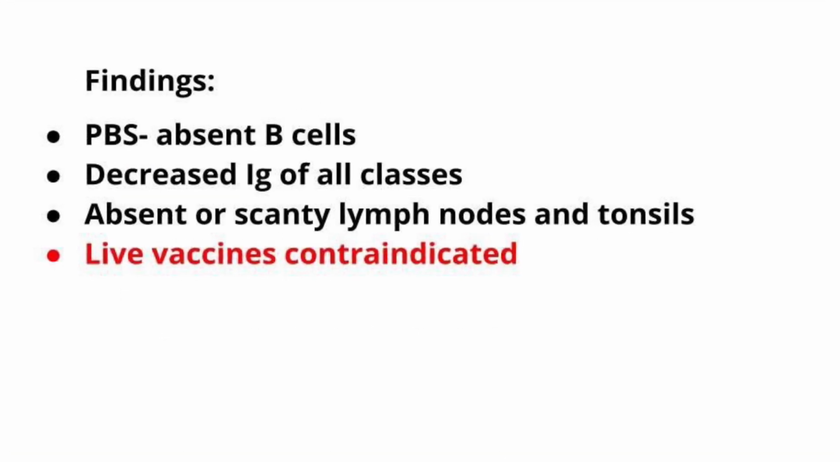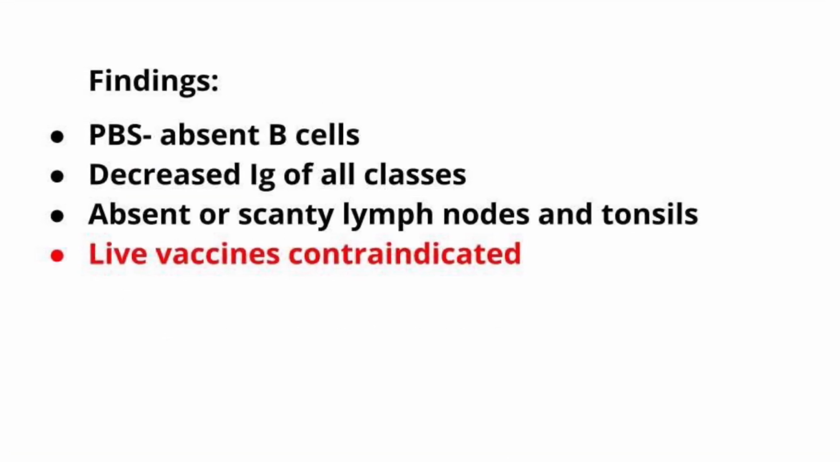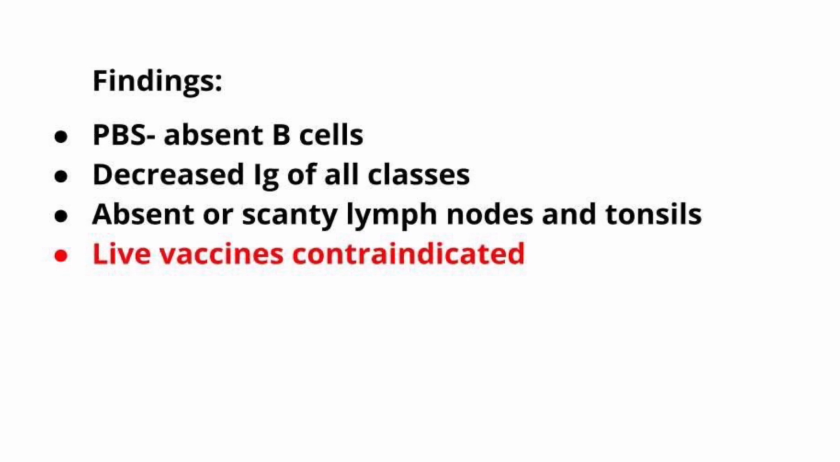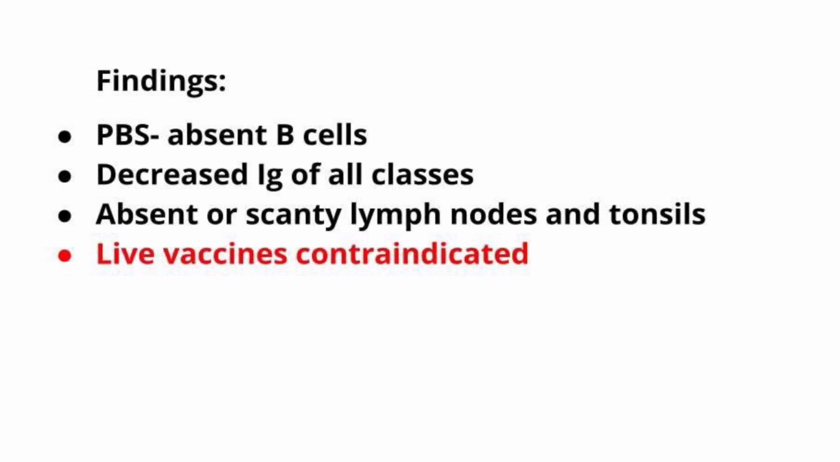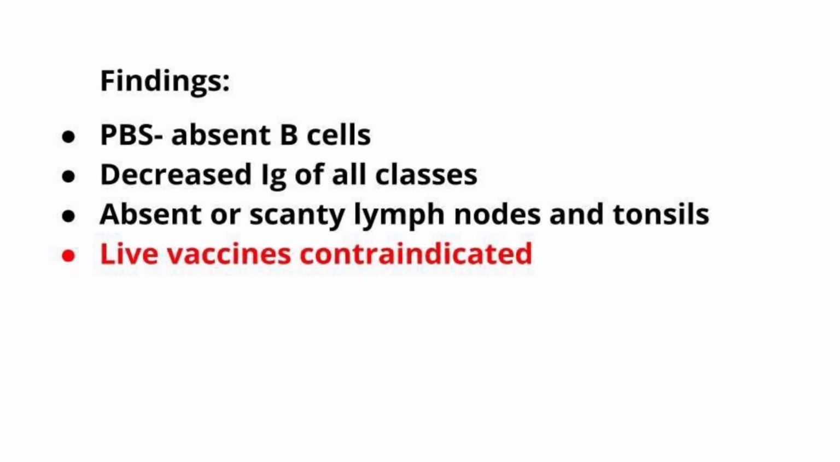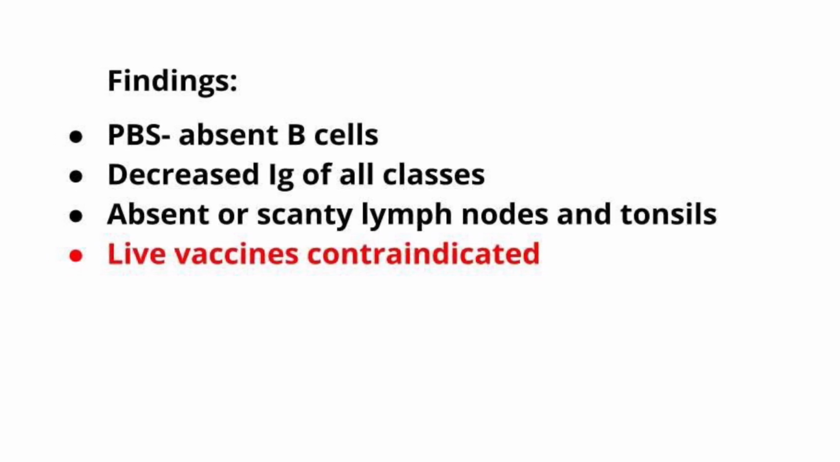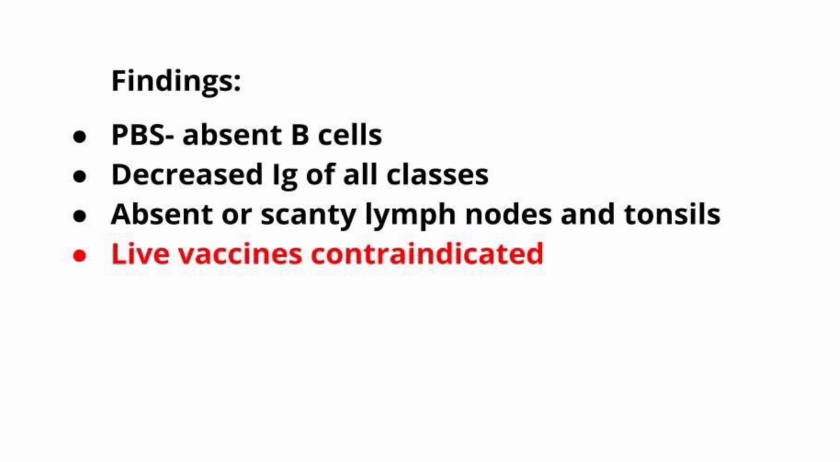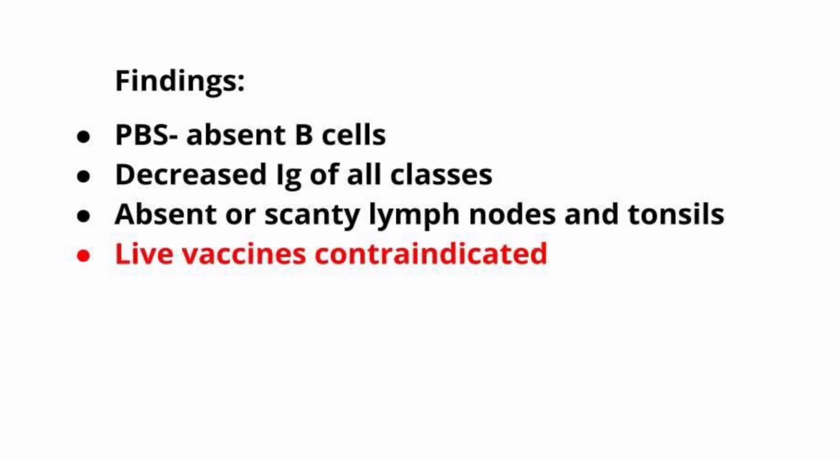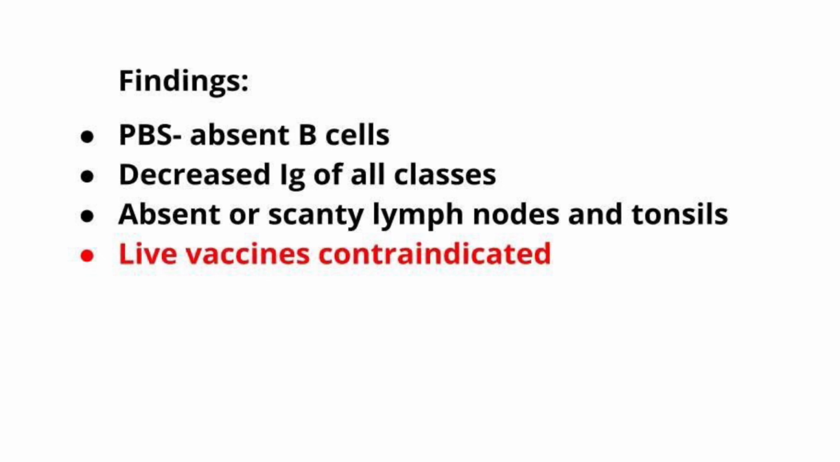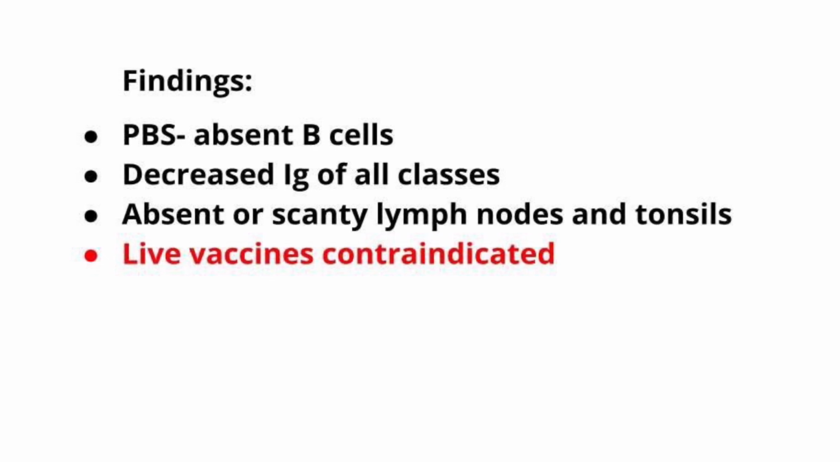Laboratory findings here are absent B cells in peripheral blood smear, and the immunoglobulins of all classes are decreased. The lymph nodes and tonsils are also very scanty or they may be absent. Even in the tonsils, especially the primary follicles and the germinal centers are absent in many cases. So, as a result, live vaccines are contraindicated in these patients.